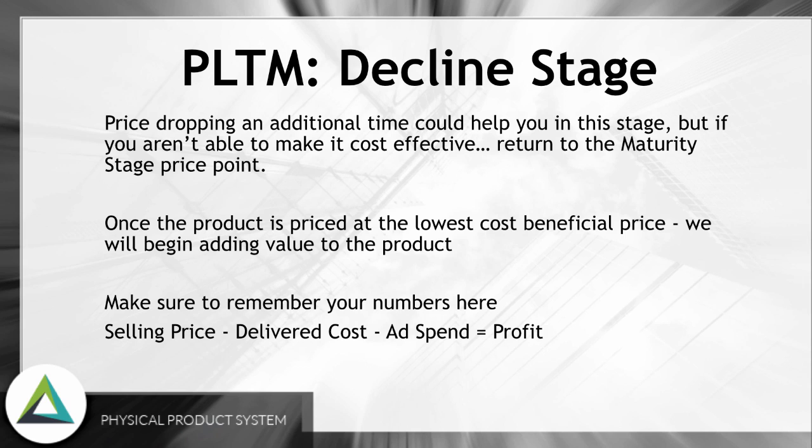Make sure that you remember your numbers here. Your selling price minus your delivered cost. That means purchasing your product, and how much it takes to actually deliver that product to your customer. If you have a fulfillment house, if you have shipping costs, all that is the delivered cost. Minus your ad spend equals your profit. So that's it for this video.